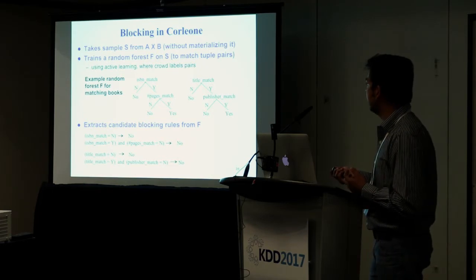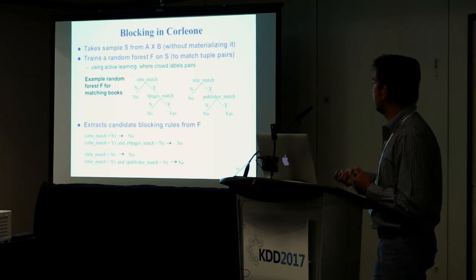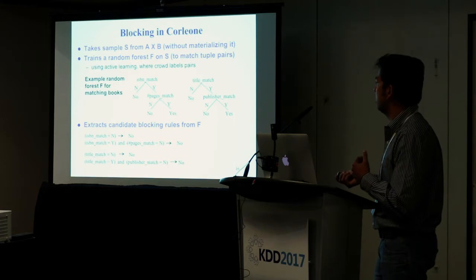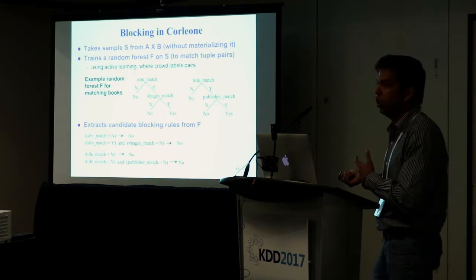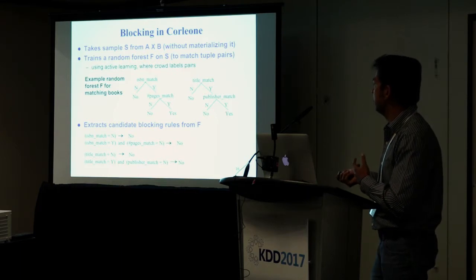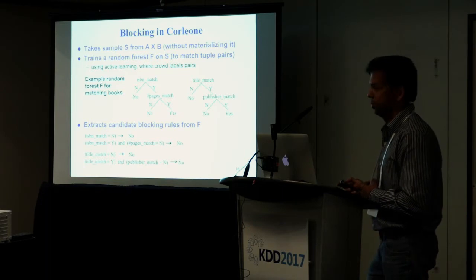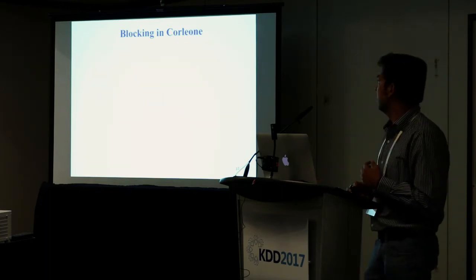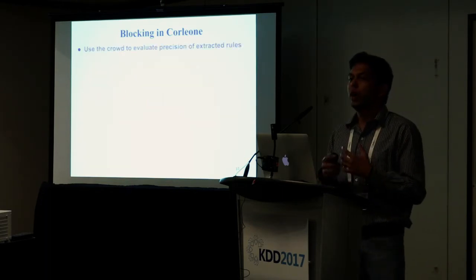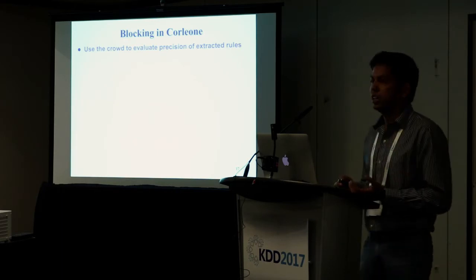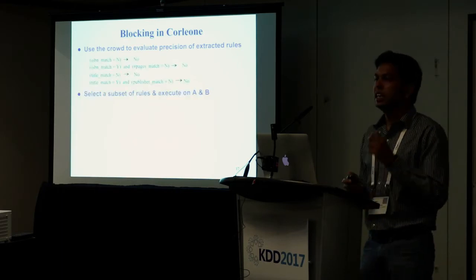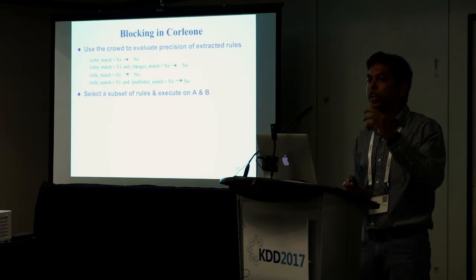As we can see here from the two decision trees, if the two book data sets do not agree on ISBN, then they don't match. And if they agree on ISBN but not on the number of pages, then they are not matched. And similarly, the other two rules we extract from the other decision tree. Next, the system uses the crowd to evaluate the precision of extracted rules, and finally selects a subset of them to execute over A and B.